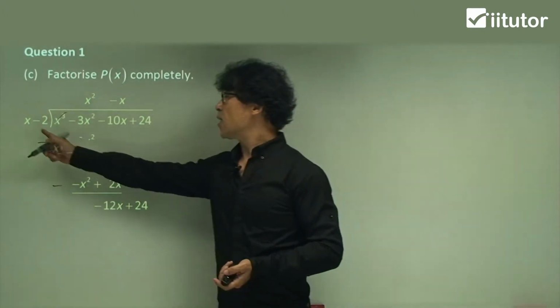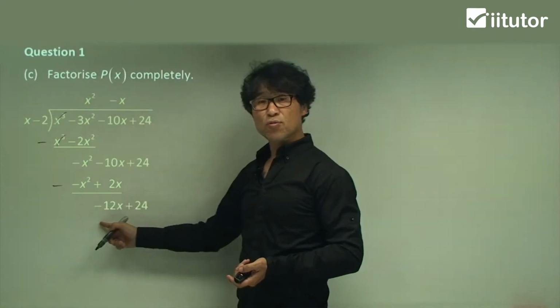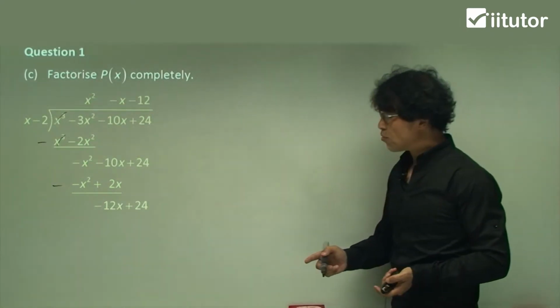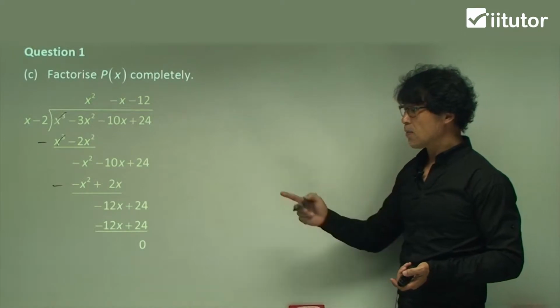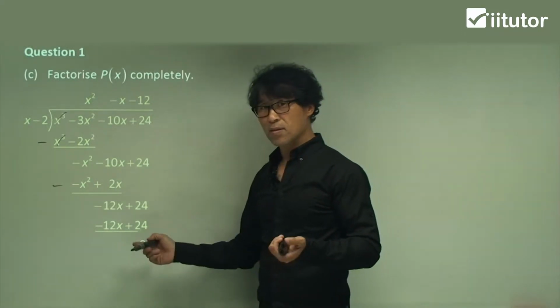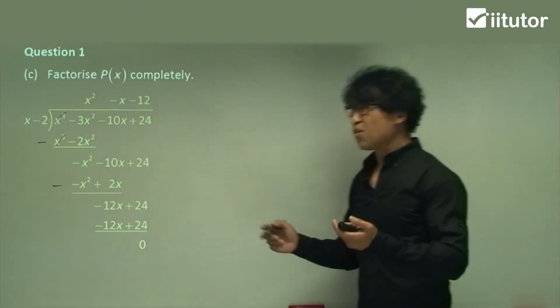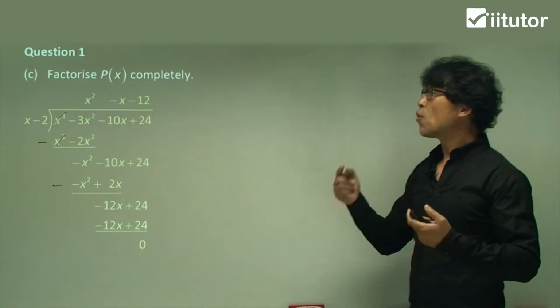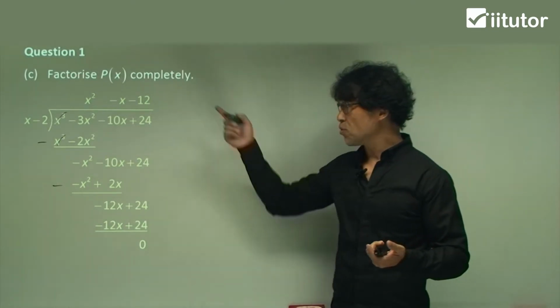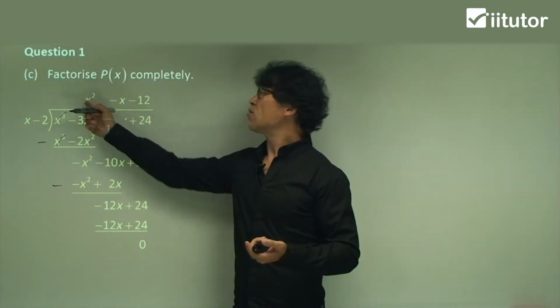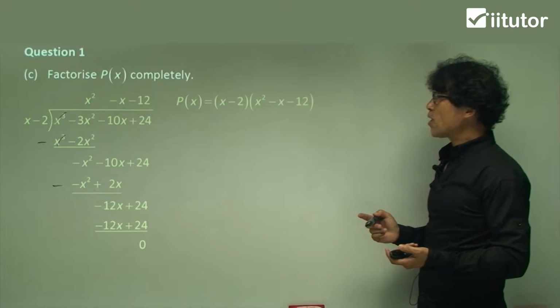Okay, again, lastly, x times what is negative 12x? It is negative 12. So multiply, and we finally get 0 as a remainder. Therefore, we proved x minus 2 is a factor. But if you don't have to prove it, the main purpose of doing this long division is to try to find the quotient.